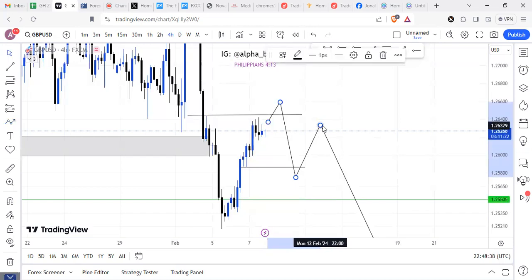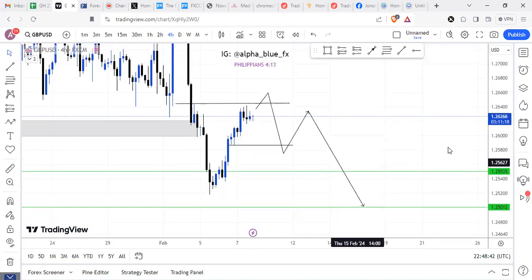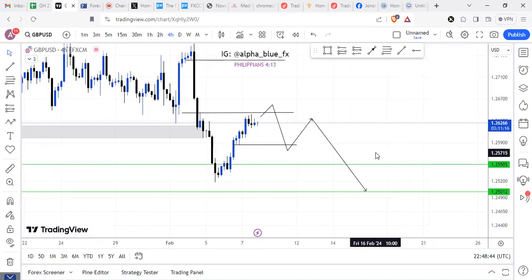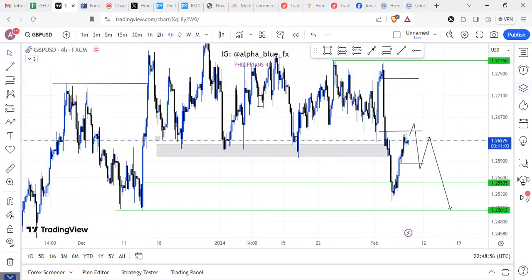So that is what I'm gonna look to do. This is my game plan for GBP tomorrow. Let's see if we get this. If I don't get this confirmation, then I'm not gonna be selling GBP. So let's quickly look at Euro and see what it's doing.